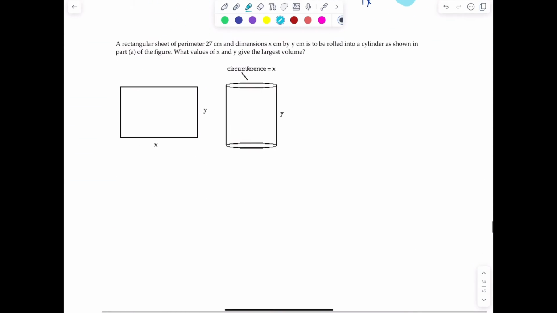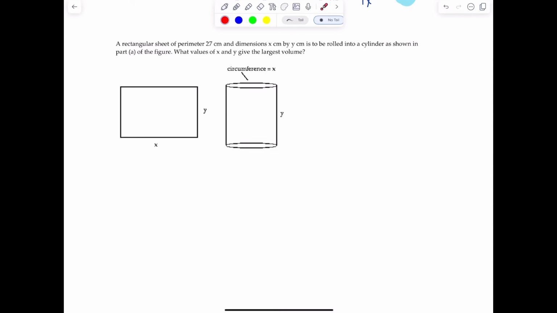Okay, now let's get into optimization. This is one of my favorite optimization problems. A rectangular sheet of perimeter 27 centimeters and dimensions x by y is to be rolled into a cylinder as shown in part A of the figure. So we've got this sheet of paper, basically, maybe it's something else, who cares? And then we're rolling it up into a cylinder. What values of x and y give the largest volume?